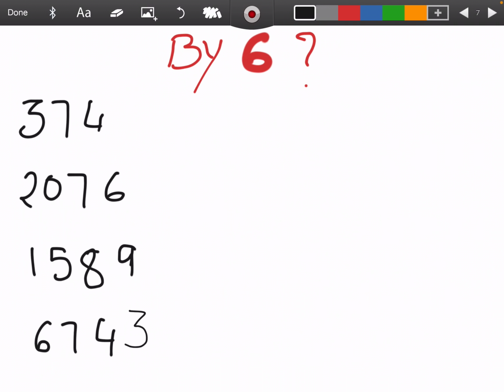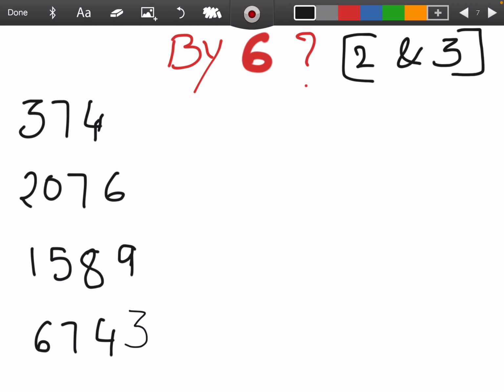Now let's move on to the divisibility rule for 6. How do you determine if a number is divisible by 6? It should follow both the divisibility rule for 2 and the divisibility rule for 3. Only then will any number be divisible by 6.